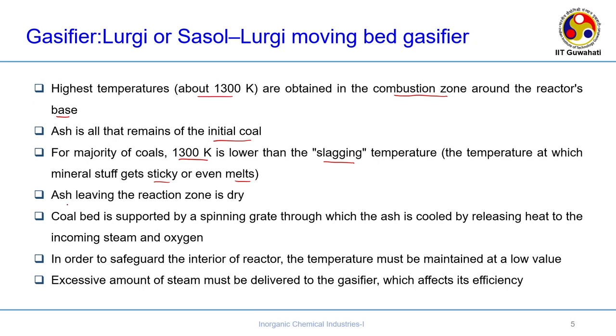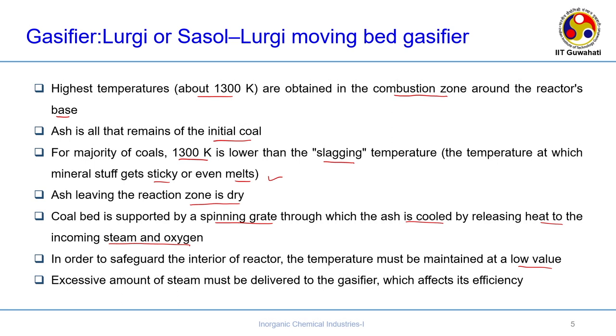If you do this, then the ash leaving the reaction zone is dry. The coal bed, as I have just shown in the previous slide, is supported by a spinning grate through which the ash is cooled by releasing heat to the incoming steam and oxygen. In order to safeguard the interior of the reactor, because the temperature is very high at the reactor base, the temperature must be maintained at a low value. But it cannot be very low either, because you do not need to operate at 100, 200 or 300 Kelvin.